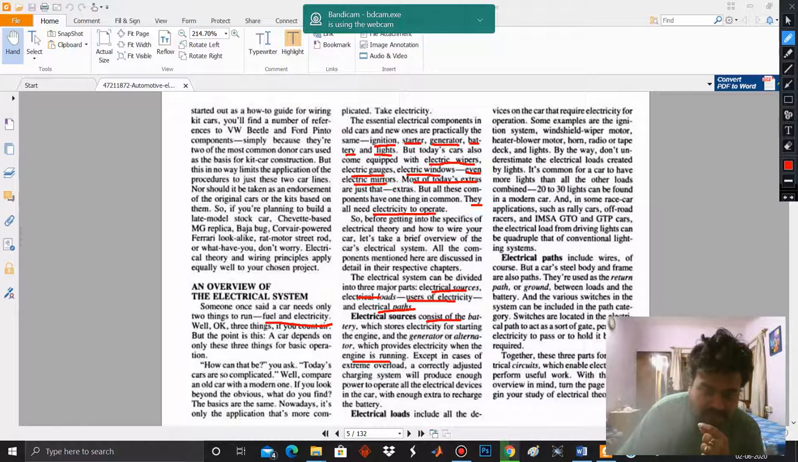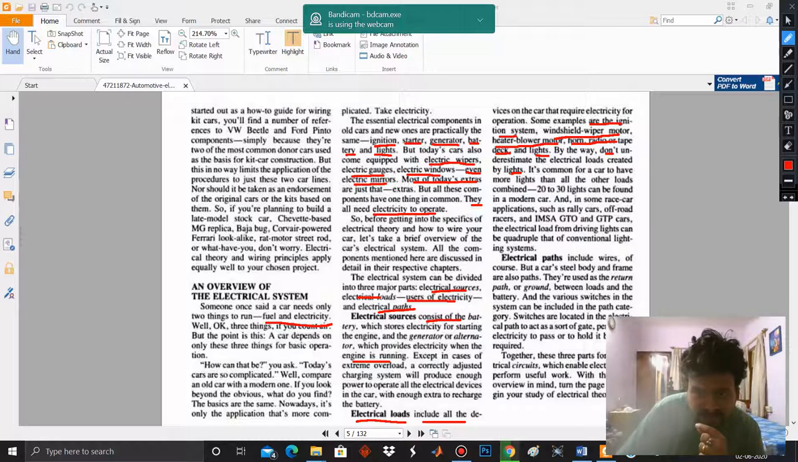So what are electrical loads? They include all the devices on the car that require electricity for operation. Some examples are the ignition system, windshield wiper motor, heater blower motor, horn, radio or tape deck, and lights. By the way, don't underestimate the electrical loads created by lights. It's common for a car to have more lights than all the other loads combined. Twenty to thirty lights can be found in a modern car.